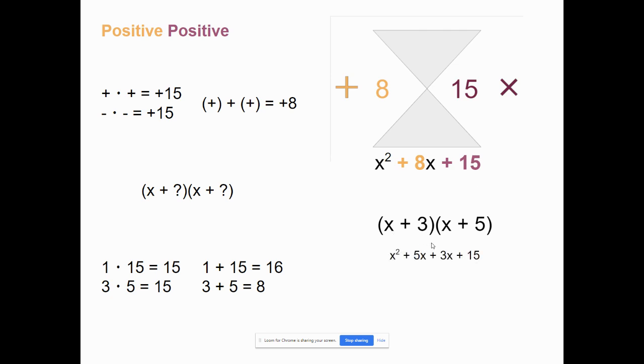So we do first, outside, inside, and last. And we would get these 4 terms. And when we simplify, yep, there's the same trinomial we started with. And these were the 2 numbers that would have gone in the factoring puzzle when you did it on Wednesday.